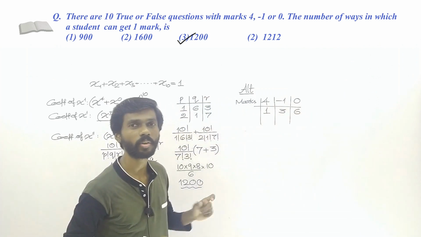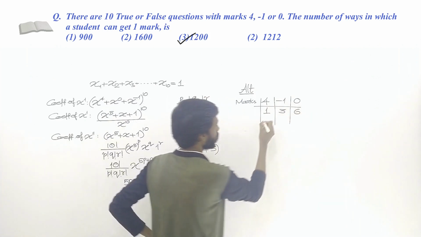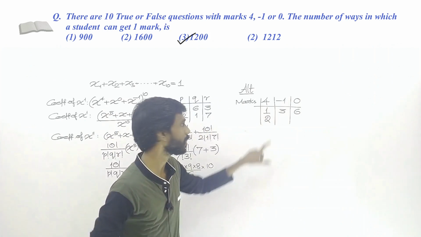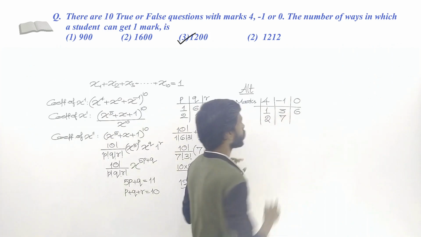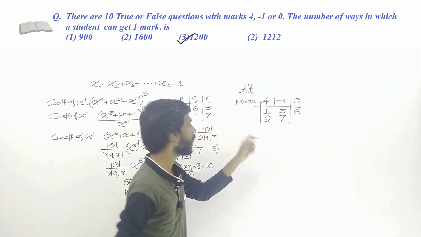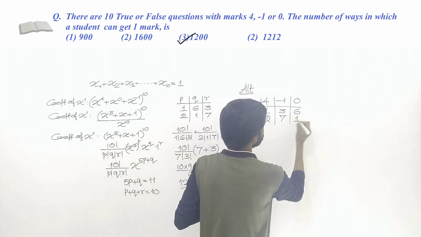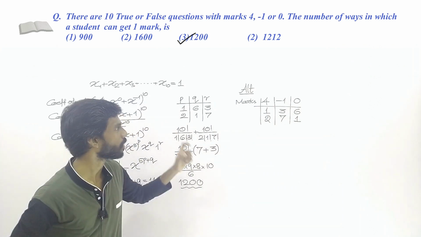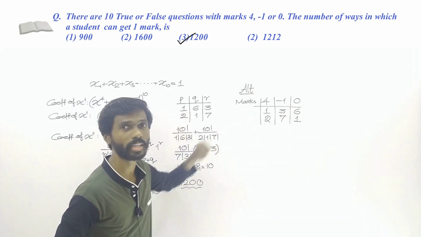Is there any other combination here? 2 questions he got right, which means 8 marks. That means 7 questions wrong. So 7 times minus 1 is minus 7. 8 minus 7 is 1. And the remaining 1 question, 0 marks. So that's all. These are the possible combinations. Now we will select.